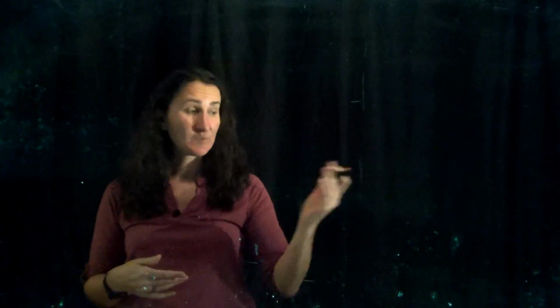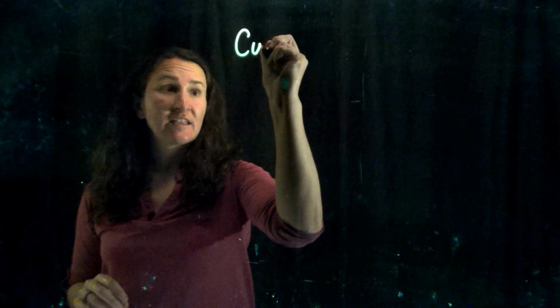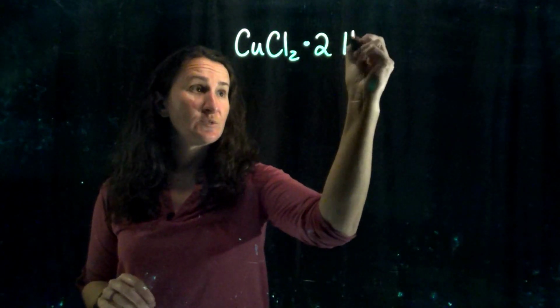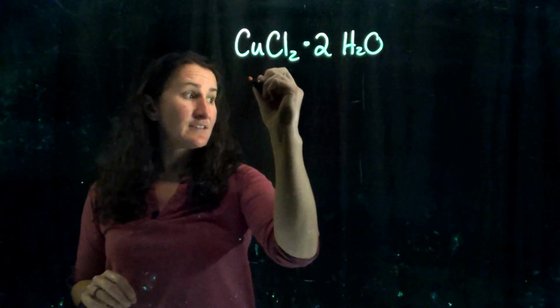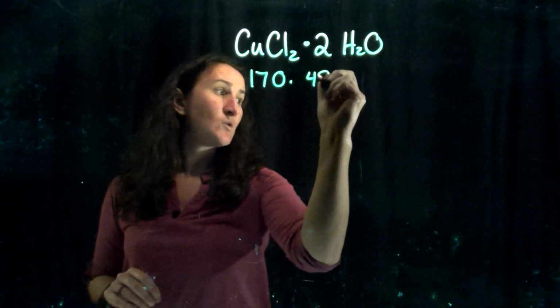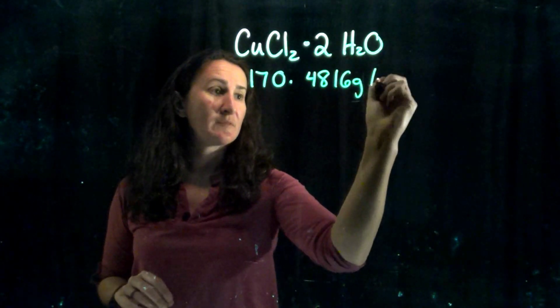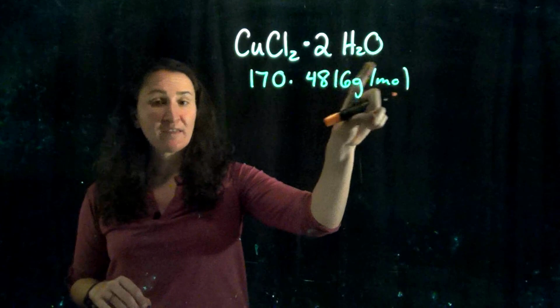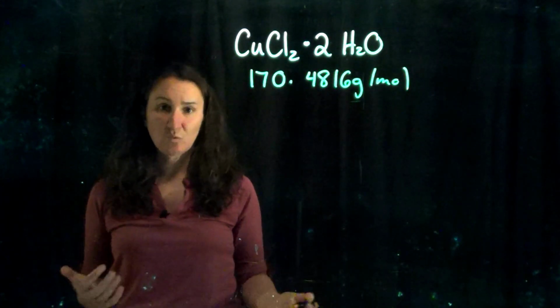So in this case, we're starting out with copper 2 chloride, but it's going to be dihydrate. So don't forget, dihydrate means it's got 2 water molecules attached to it. So it looks like this: CuCl2·2H2O. And because of that, it has a molar mass of 170.4816 grams per mole. That's crucial. If you use the mass without the water attached, your answer is wrong.